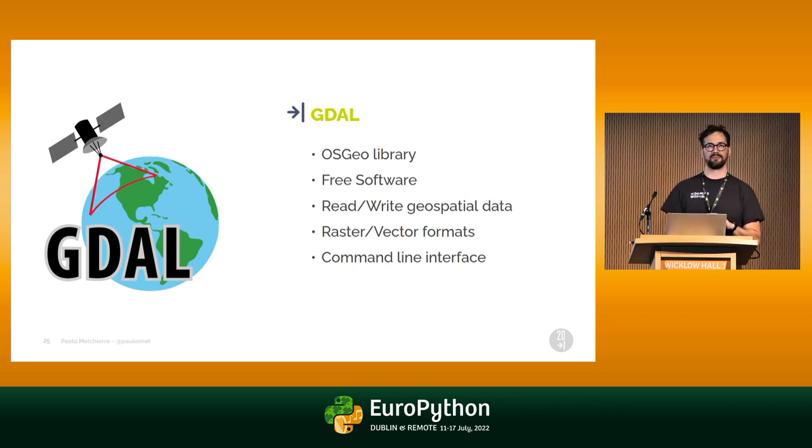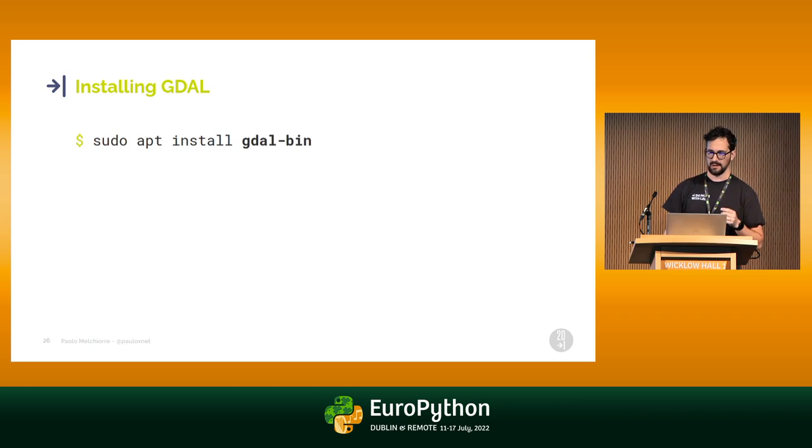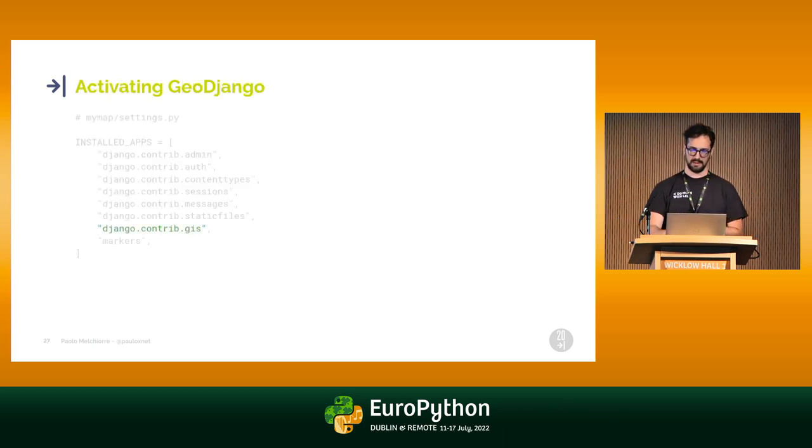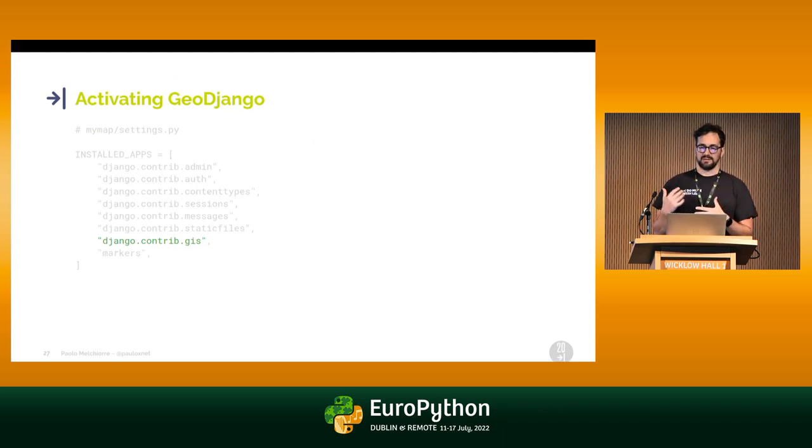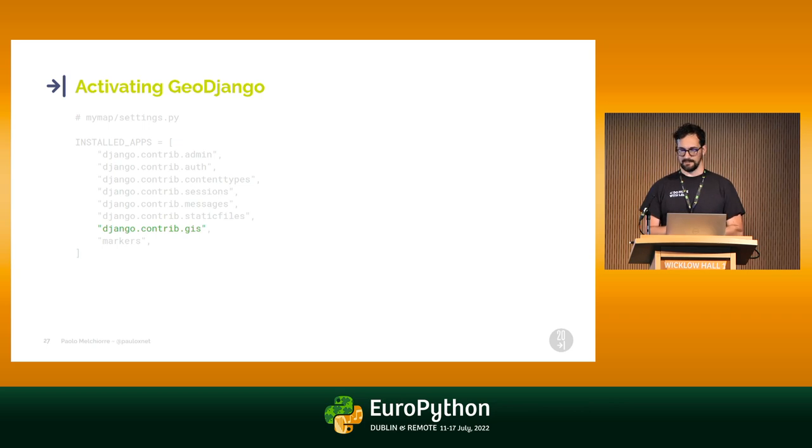It's released with a free software license, and it has a variety of useful command line tools for data translation and processing. To easily install the GDAL package on Debian, you can use the apt package manager, but for other operating systems, you can read specific instructions in the Django documentation. We can now activate GeoDjango by adding the contrib GIS module to the installed apps in our project settings.